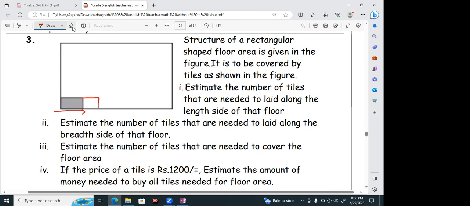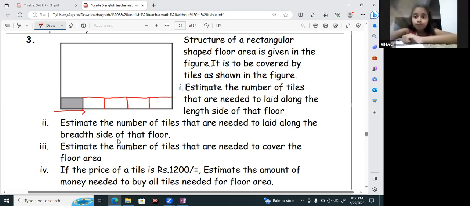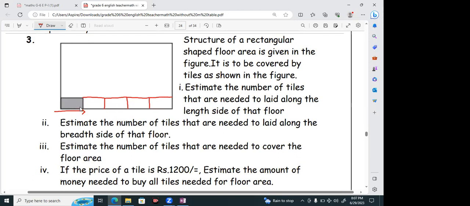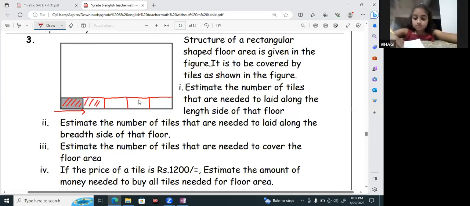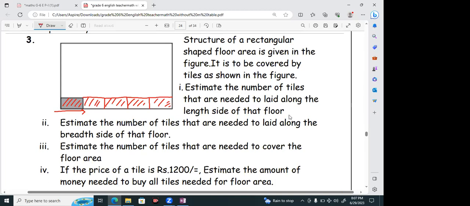Let's see. Look, children, try to count. How many do we need? It may be 4 or 5. 1, 2, 3, 4, 5. 5 tiles should be laid. Now, estimate the number of tiles that are needed to be laid along the breadth side of that floor.